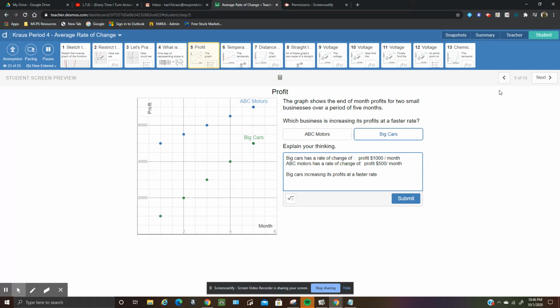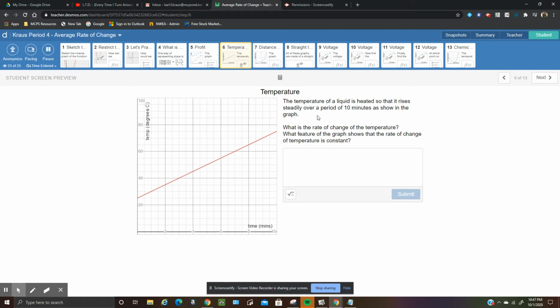All right, the temperature of a liquid being heated rises steadily over a period of 10 minutes, as shown. What's the rate of change of the temperature? What feature of the graph shows the rate of change of temperature is constant? So you can pick any points here. So let me pick this one here.